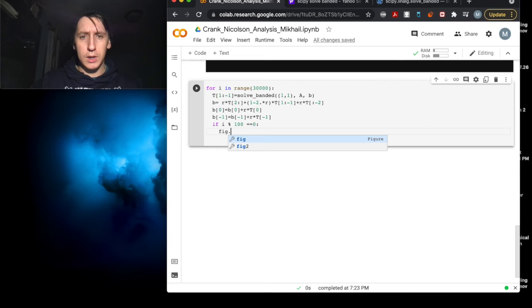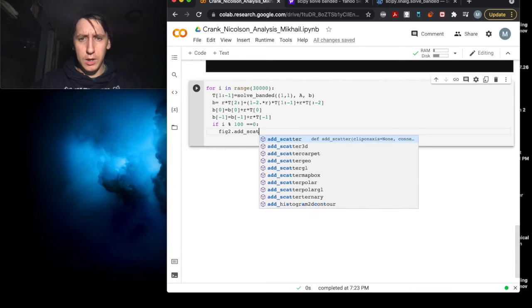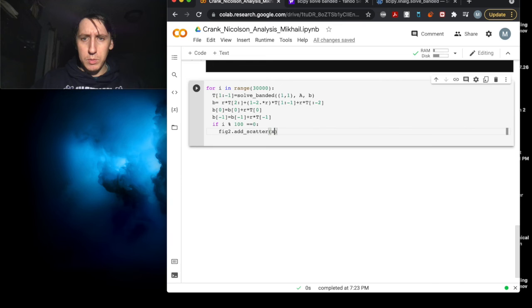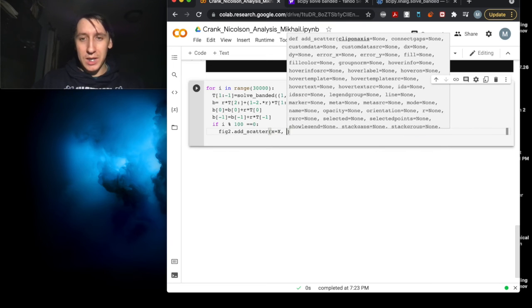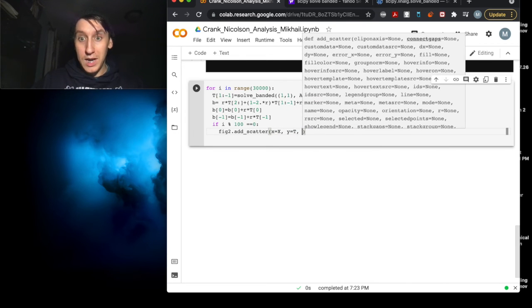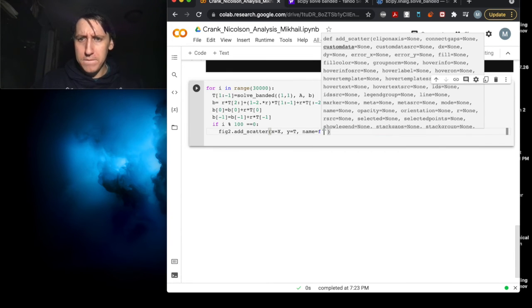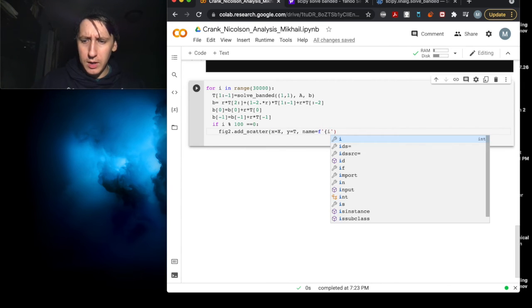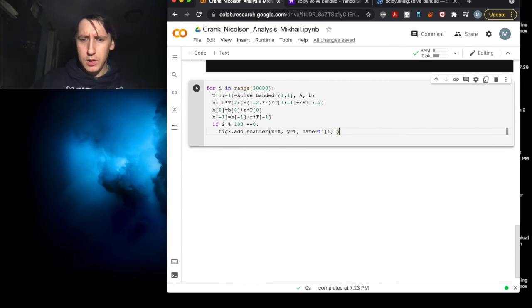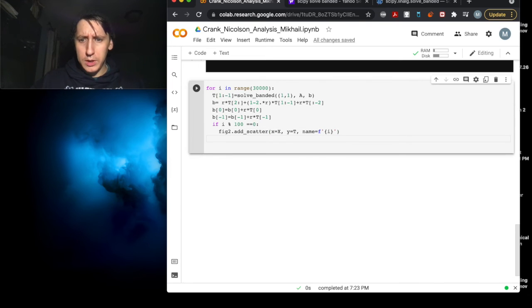So then we have fig dot add scatter, and let's make sure that I don't say names again, but say name, and then we're going to have that it's the F string basically. So F, and then i for the iteration. Let's close parentheses. All right, and then we have to just fig dot show.